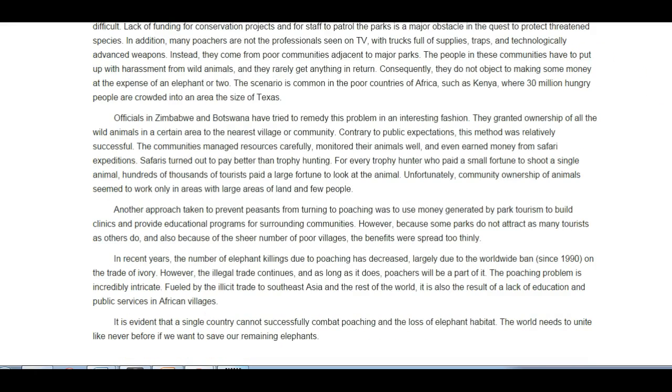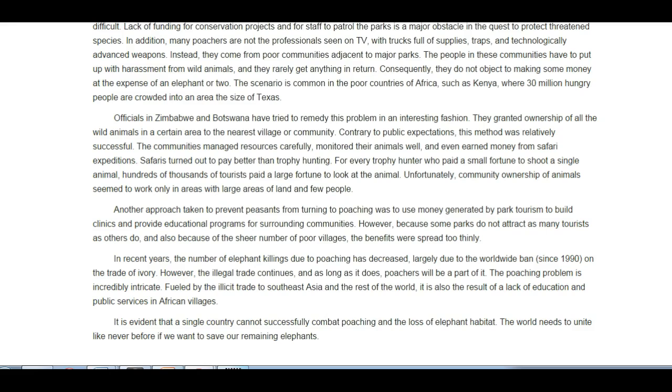Second example, also on a serious topic related to the environment, was about the elephants, different poaching activities that have occurred. And then there's different approaches to solving it, summed up by, here's the main solution. The world needs to unite like we've never done before to save our elephants. So the problem is, look what's happening to our elephant population. Here are some possible solutions. The big one is we need to all get together and work on those solutions.